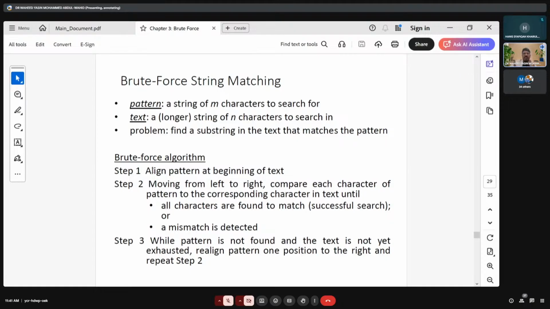Brute force algorithm: align the pattern to the beginning of the text. Moving from left to right, compare each character of the pattern to the corresponding character in the text until all characters are found to match, a successful search, or a mismatch is detected. While the pattern is not found and the text is not yet exhausted, realign the pattern one position to the right and repeat step 2.